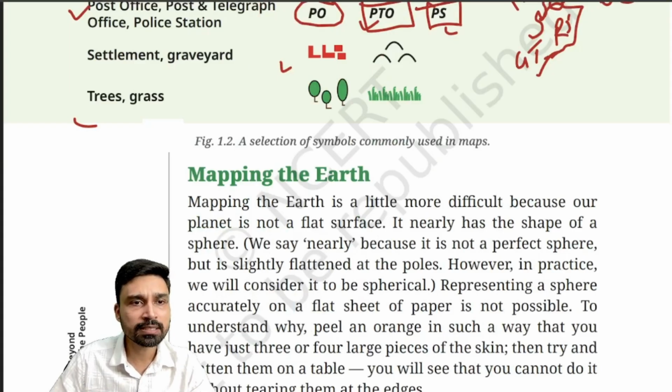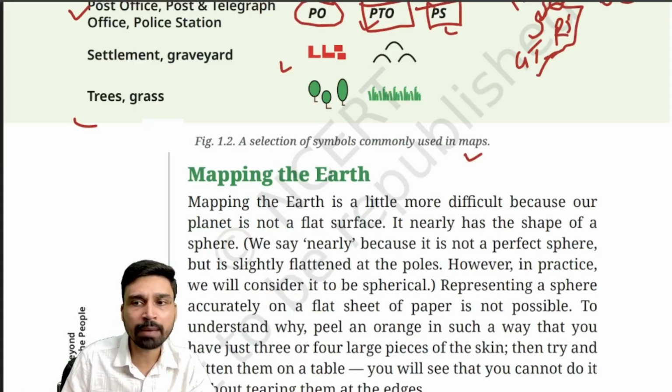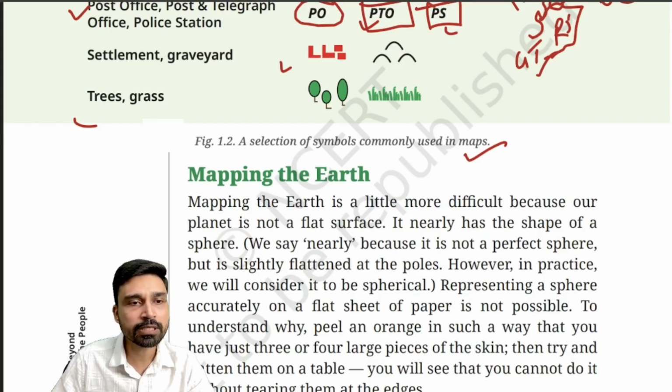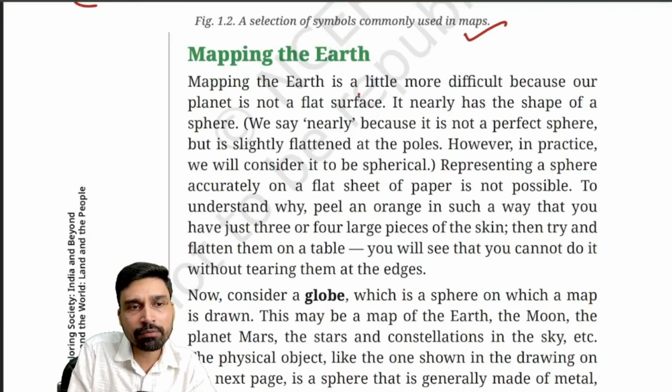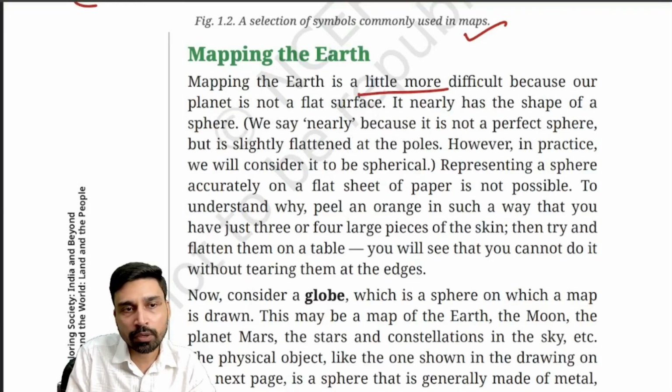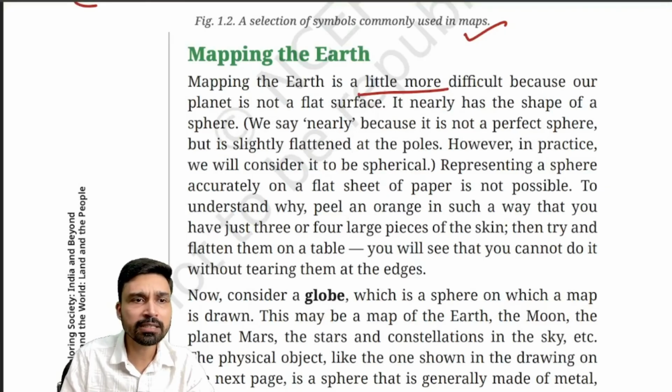So these are some of the selection of symbols commonly used in the maps by Survey of India. Now let us try to understand about the mapping of Earth. Now the mapping of Earth is a little more difficult because our planet, as we know, is not a flat surface. So it has nearly the shape of a sphere.